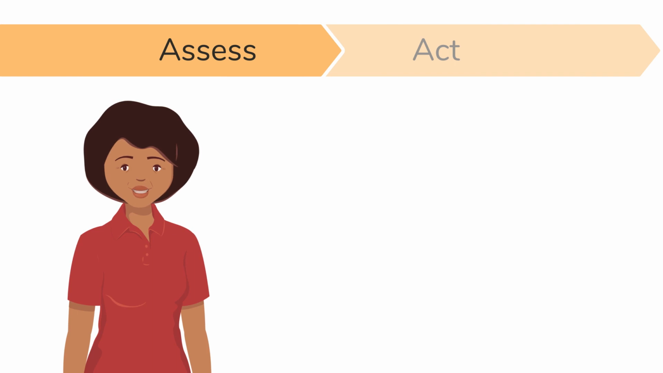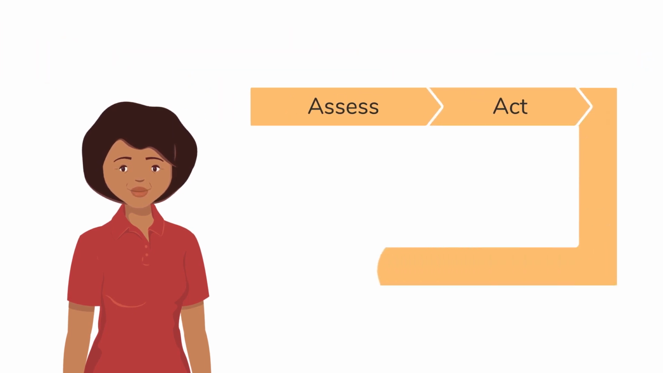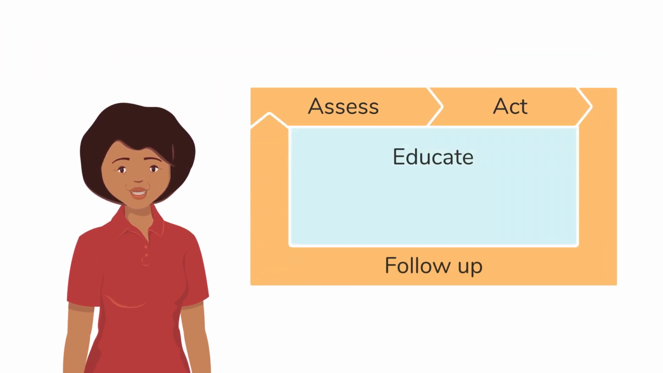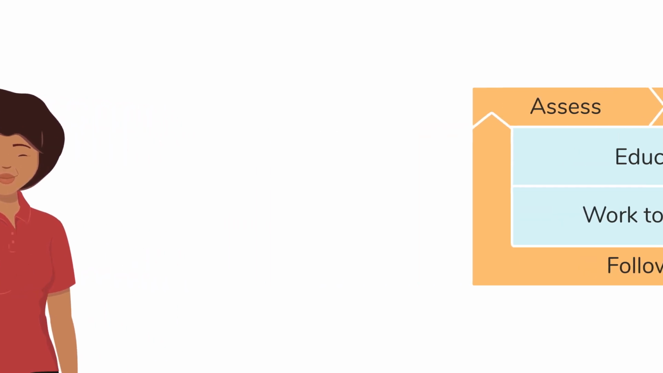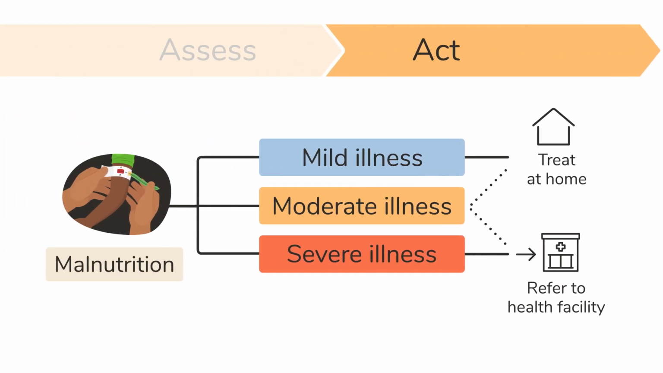Remember that the illness can change over time, and a child may get worse quickly. So, reassess the child in a follow-up visit and educate the family on the danger signs to look out for. Let's explore when malnutrition can be a sign of a mild, moderate, or severe illness.